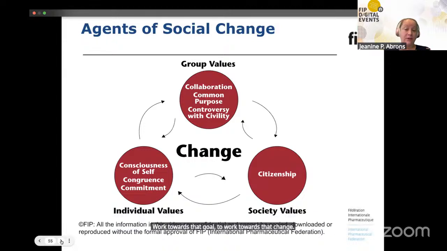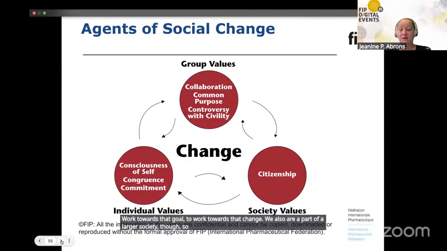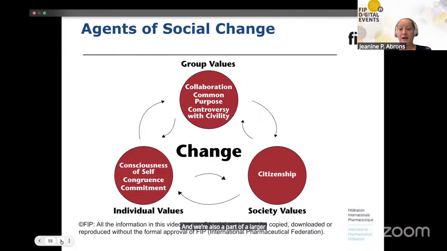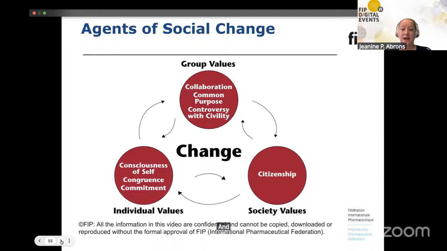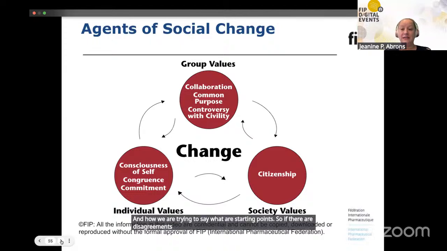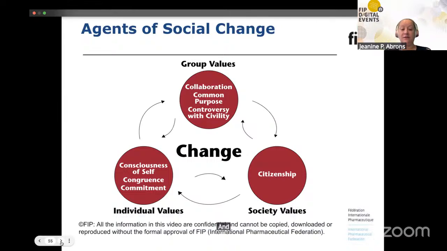We also are a part of a larger society, though, so we are going back and forth in our interactions with the society as a whole. And we're also a part of a larger group. So whether that is health professionals or the profession of pharmacy, we need to think about how we as individuals are working within the group to collaborate, how we're identifying those overlaps or those areas of common purpose, and how we are trying to say what are starting points. So if there are disagreements or differences in focus or approach, again, how can we acknowledge the things that we do have that are similar and use that as a driver of working towards our change?